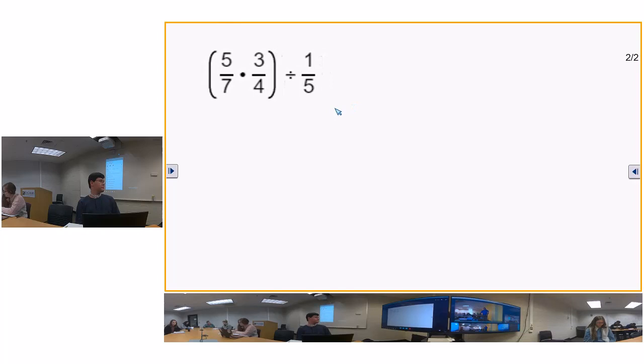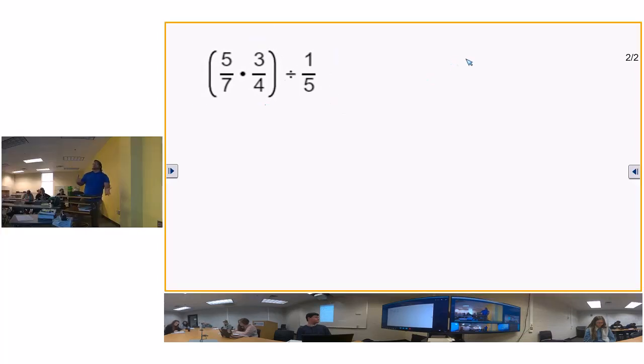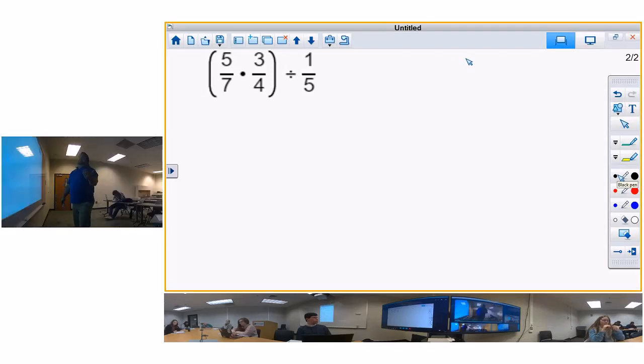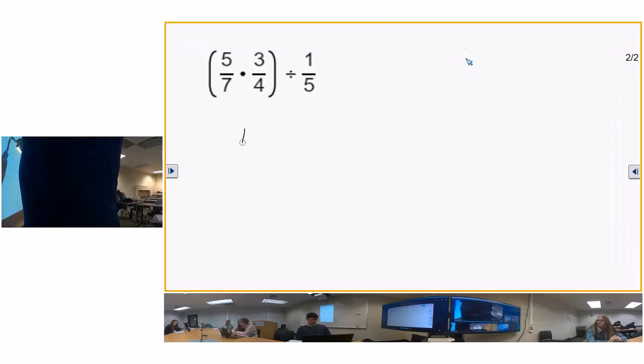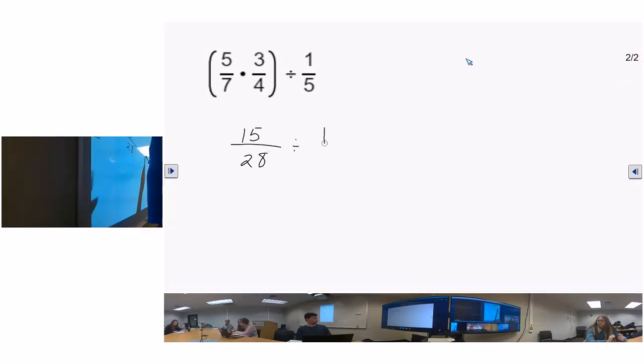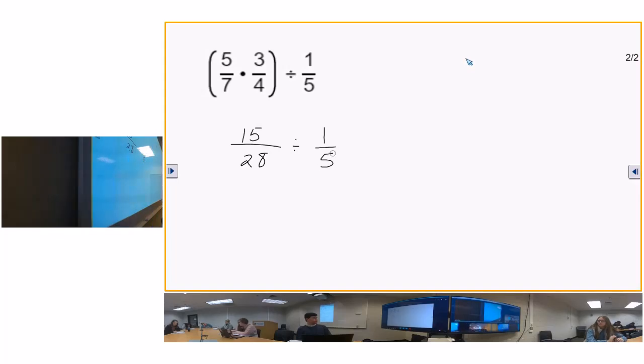There we go. Now this is a test question, but is this an easier one? Yes. This is an easier question because it's all multiplication and division. So the first thing I'm going to do, what's the first thing you do? Parentheses. So do what's inside. Nothing cancels, so I'm just going to do it. What's 5 times 3? 15. 7 times 4? 28. Divided by 1/5. Well, there is no such thing as division, so you got to multiply by the flip-flop.